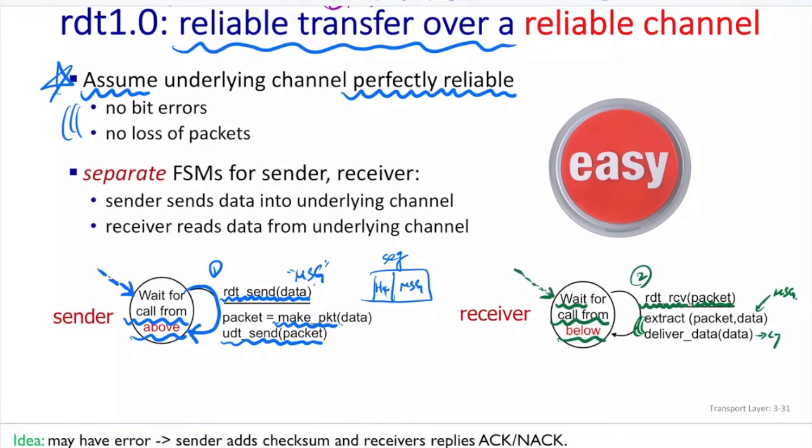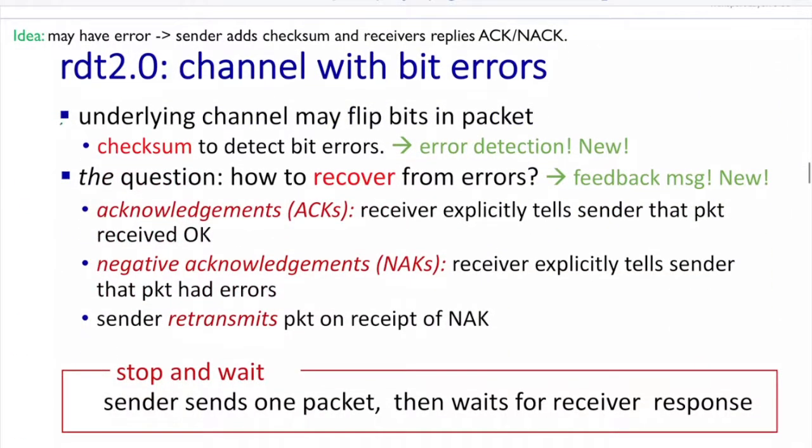But as we know, that is not possible, because we use a packet switching internet, so there should be some packet loss. And the underlying layer 3, layer 2, layer 1, the media and the transmission, might have bit errors. So here is rdt 2.0.